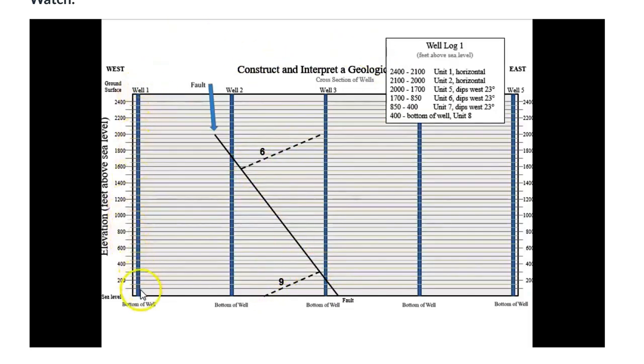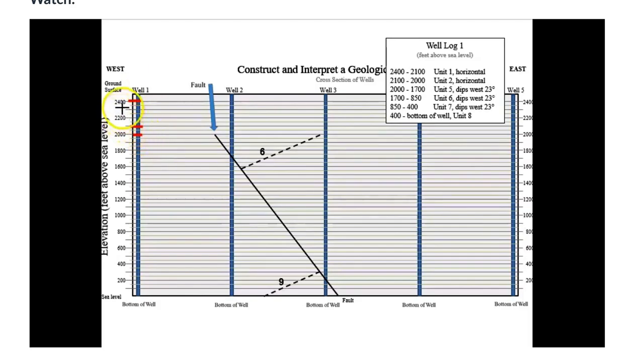So here in well number 1, specifically, you will be plotting this data. If we got started here together for a moment, from 2,400 feet above sea level down to 2,100 feet above sea level, we have Unit 1. And I recommend that you start by drawing some tick marks on your cross section in this fashion, and then specify that that is Unit 1. And Unit 2 extends from 2,100 feet above sea level to 2,000 feet above sea level.